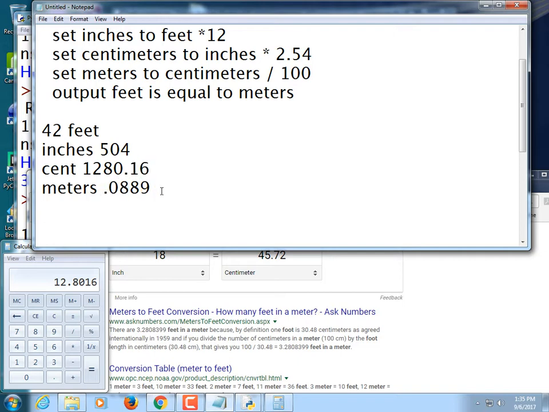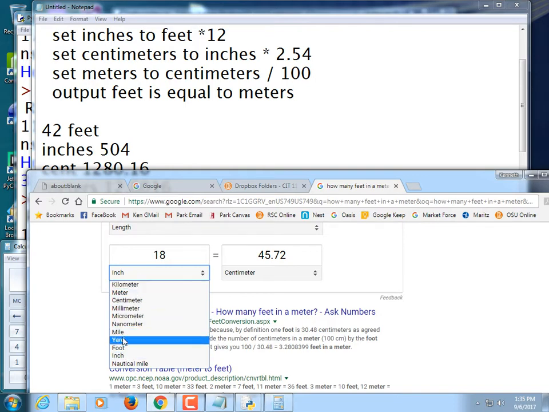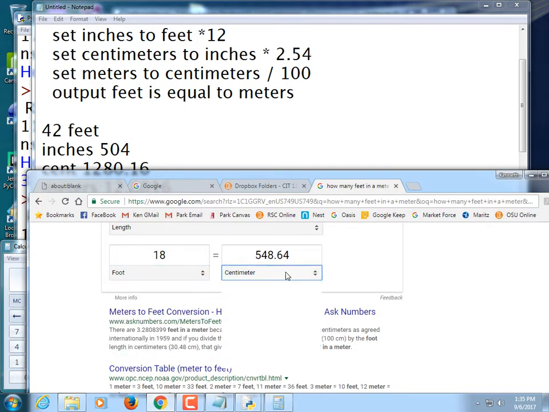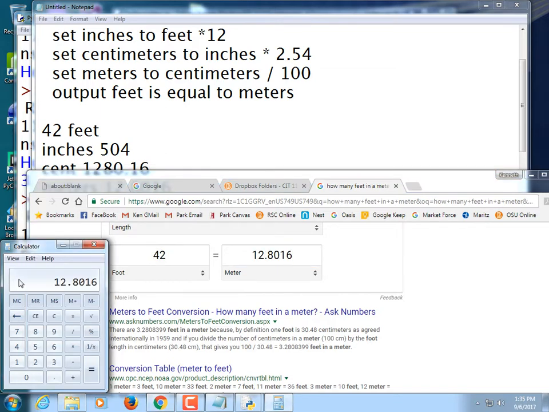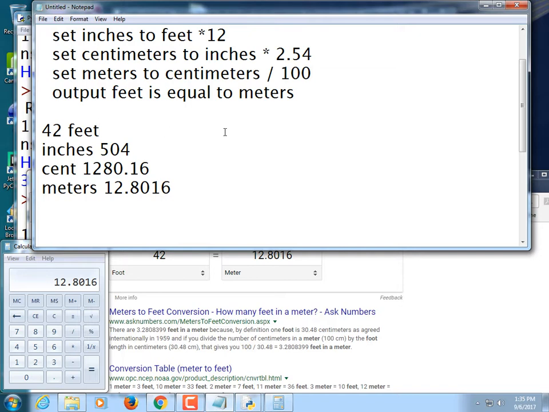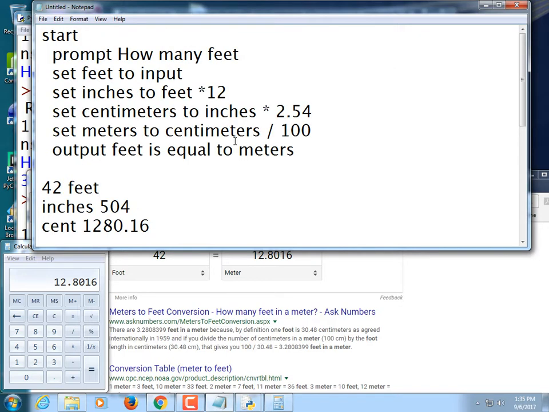So it ends up being 12.8016 meters. So let's check this. So now we're going to go with feet to meters. And I put in 42, 12.8016. Yay, it worked this time. Whew. A little bit tougher doing it that way? Yeah. Just a little. Okay, now I gotta write the Python code for this.